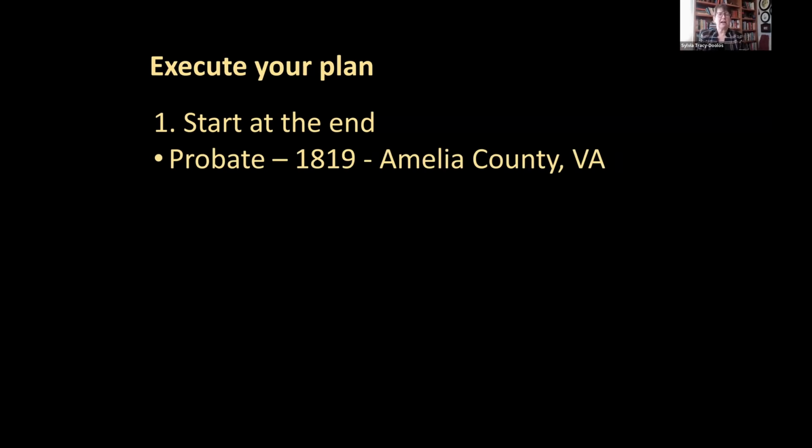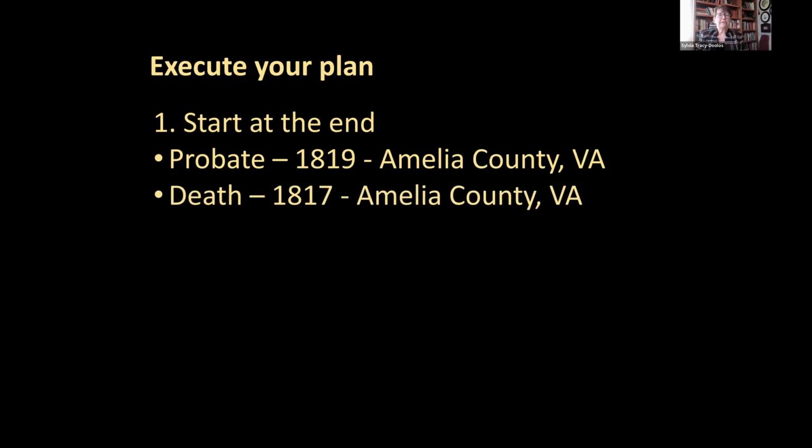So here's one of my ancestors. I have a 1819 probate record. That means that we know that individual passed away sometime before that. That helped me find the death record in 1817, and these are mostly in Amelia County, Virginia.